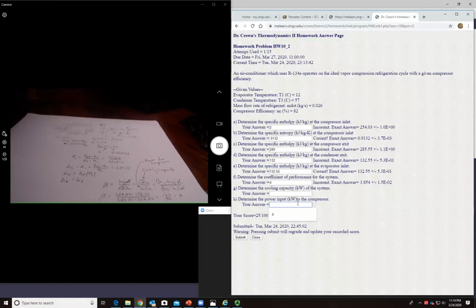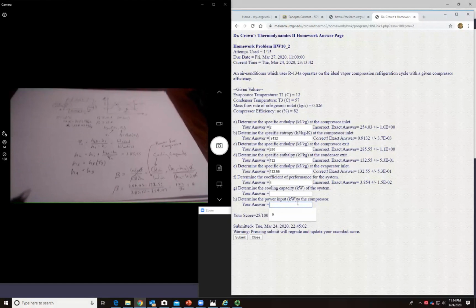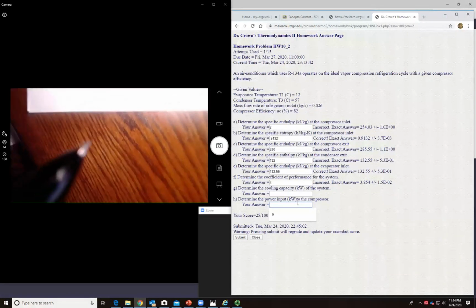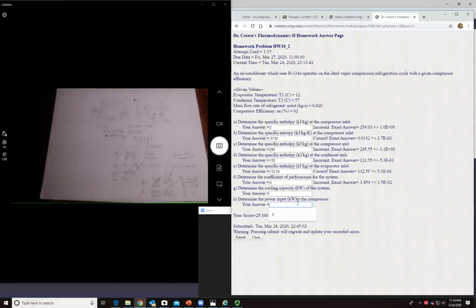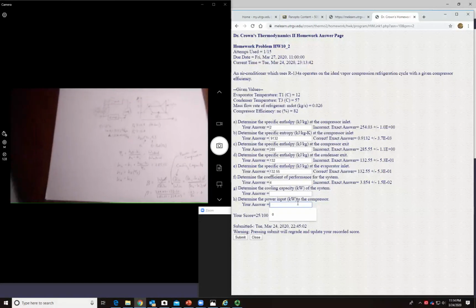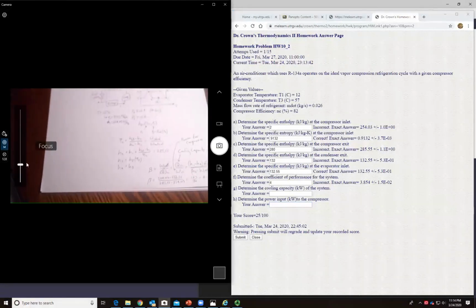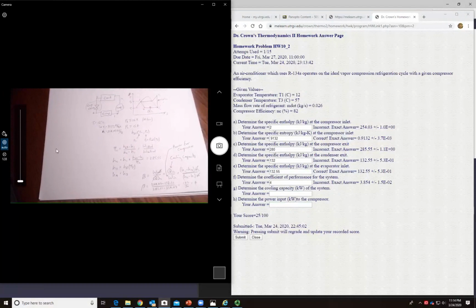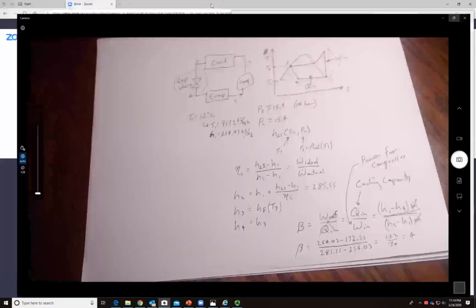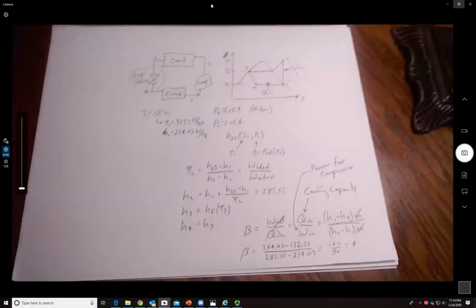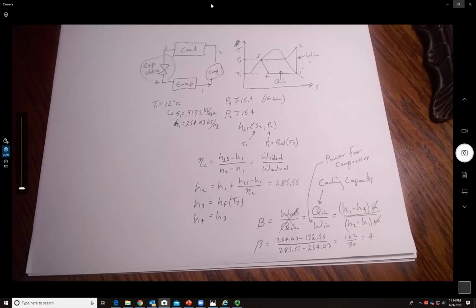Hope that helps. And let me just give you an elevated view of that so you can see it all at once. And let's change the focus. And let's give you a full screen here. Alright, so it kind of maps out the problem for you. Hope that helps.